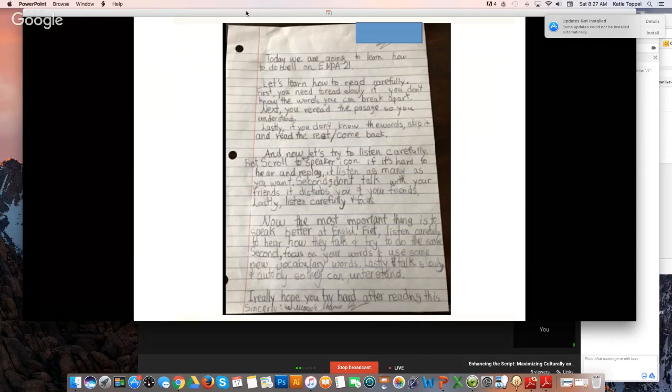Her introduction. Today we're going to learn how to do well on ELPA 21. She speaks and her voice comes through in her writing like she's a teacher. Let's learn how to read carefully. So many positives and strengths in this piece because it was relevant to what they were gearing up to do in their actual instruction.